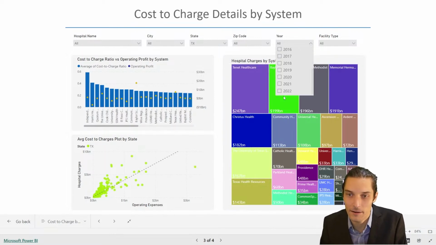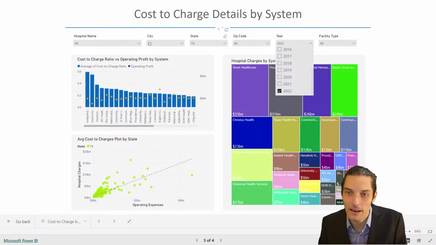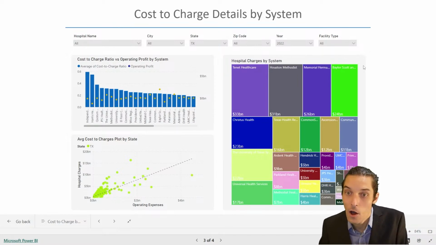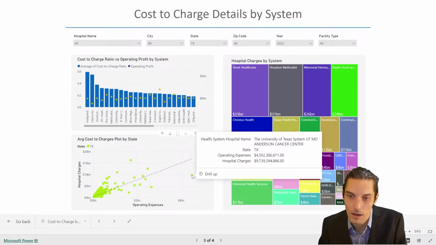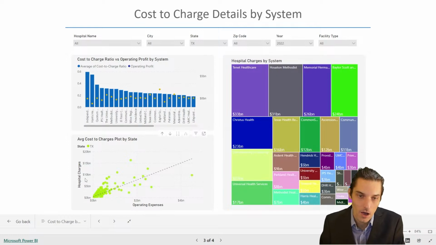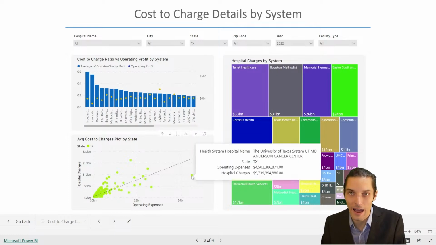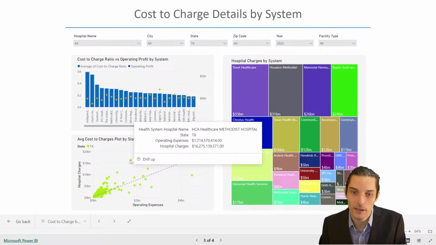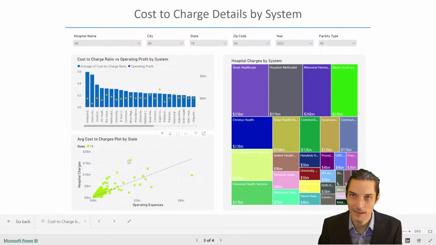I could also look at it by year, and so if I wanted to look at this year, then this year provides a different story than the long-term 10-year trend. Again, overall in Texas, you have Anderson Cancer Center that is a huge outlier when it comes to operating expenses versus hospital charges. And so this is one that I would want to look deeper into within Texas. Again, if you're looking at higher charges than expenses, then HCA Healthcare for Methodist Hospital has higher charges to expenses, and I would then dig into why they have higher charges than the normal trend.